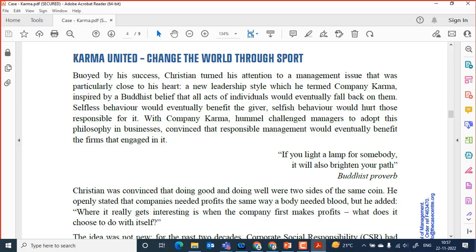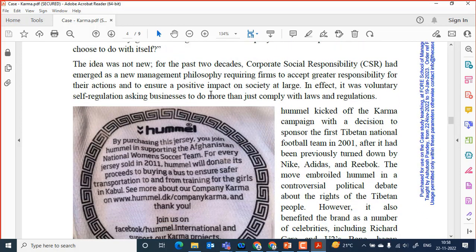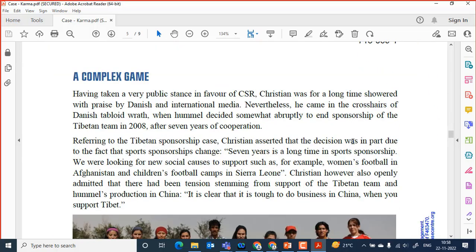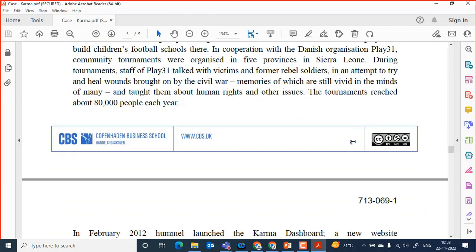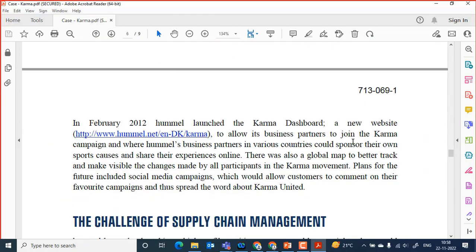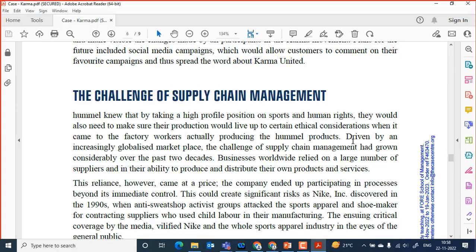What is the problem area? How did they start this Karma United? They are putting that into the picture. And they have explained what they have done, what solution they wanted to seek, what they are actually doing. All these things they have presented here. Now, they have ended the case with the situation, the challenges.